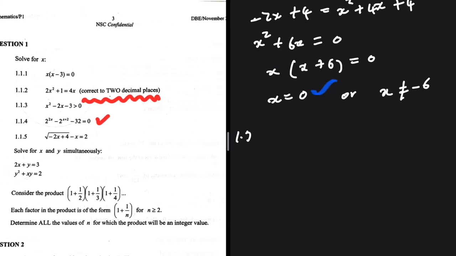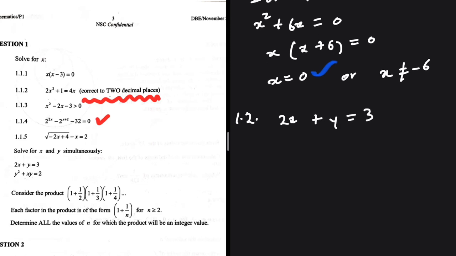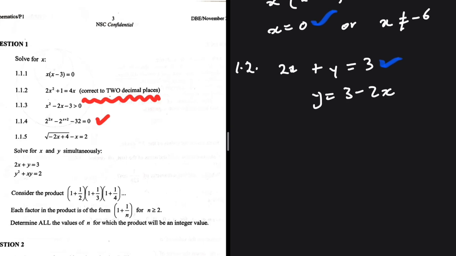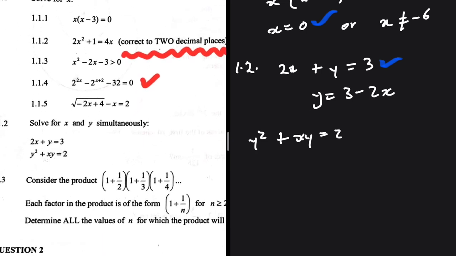Let's take a look at 1.2. So here we have 2x plus y being equal to 3. Well, it's easy to see that our life will be easy if we make y the subject of the formula. If we do that, y is equal to 3 minus 2x. You can call this equation 1. You don't really have to do that, but you can. And then now we have x squared plus xy being equal to 2. This is our second equation.